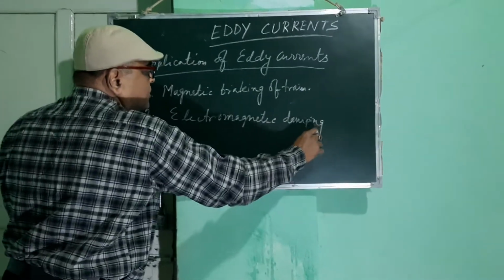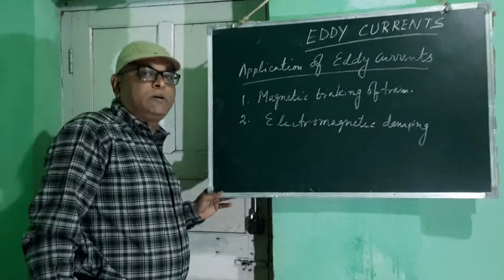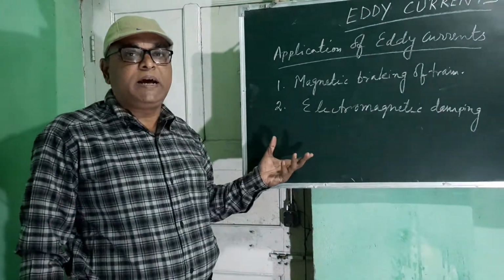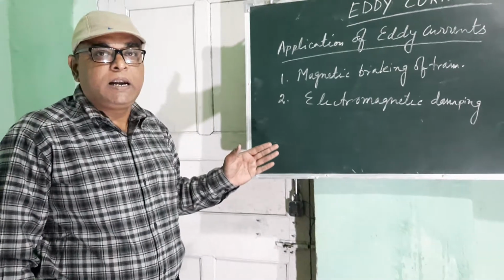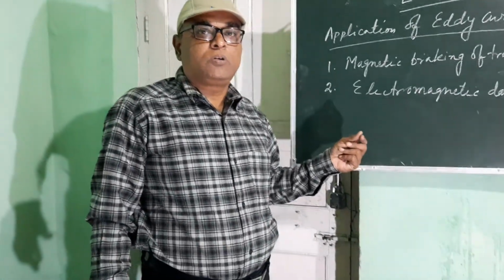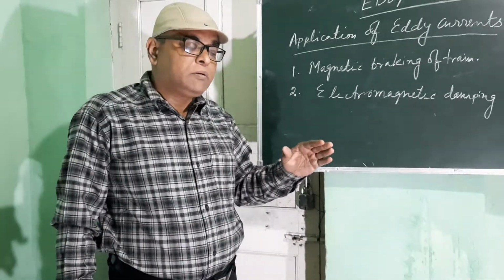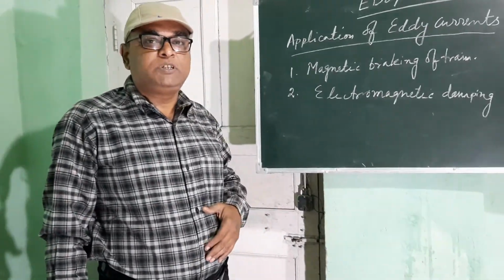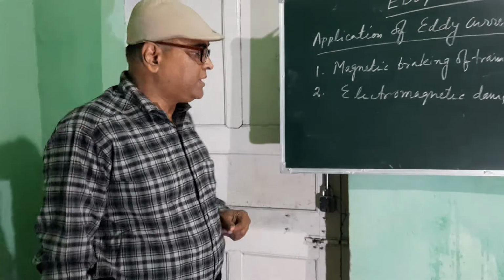Electromagnetic damping. What is electromagnetic damping? With the help of eddy current, we can reduce the oscillations, and the galvanometer comes to its original position with the electromagnetic damping.